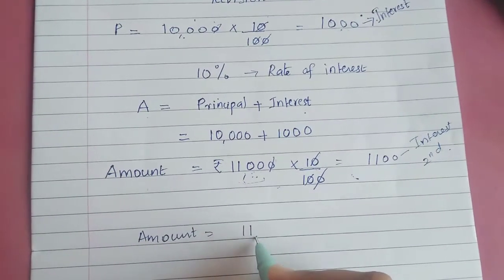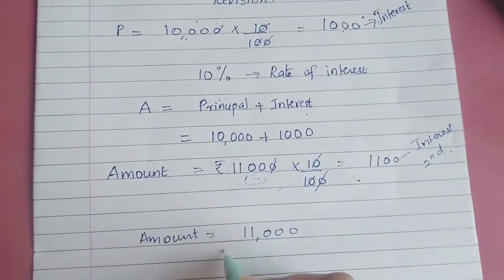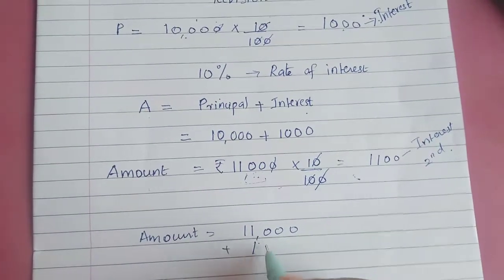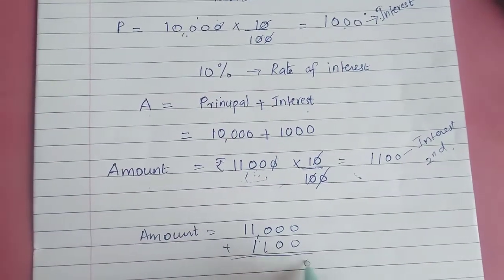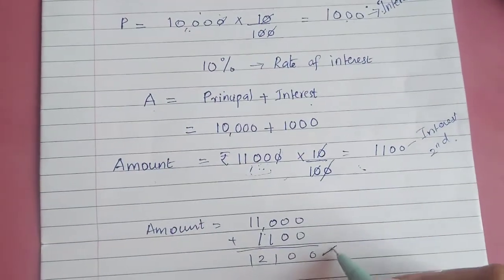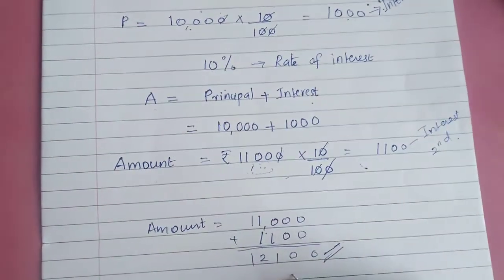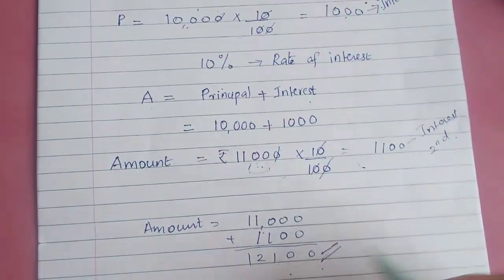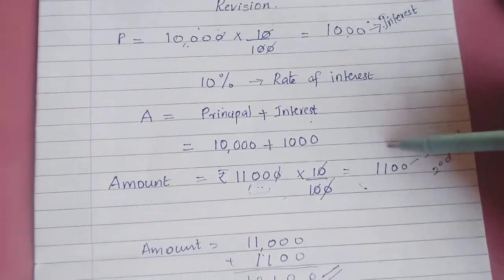You have invested 11,000 rupees and plus you are getting 1,100 again. So when you reach the 10th standard, how much amount will you get in your hand? 12,100. So you can see the interest is not the same.